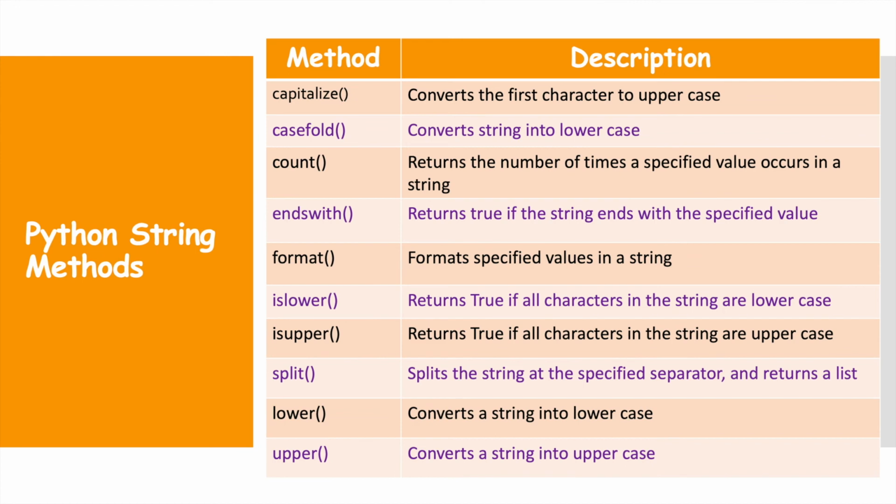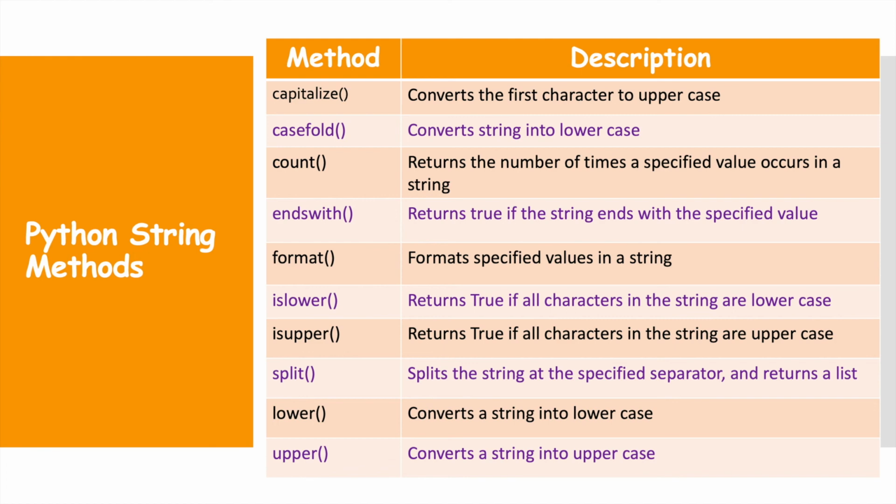So these are some of Python's important string methods. Capitalize is going to convert the first character to uppercase. Casefold is going to convert the string into lowercase. The count method is going to return the number of times a specified value occurs in a string. The endswith method is going to return true if the string ends with the specified value. The format method is going to format the specified values in a string.